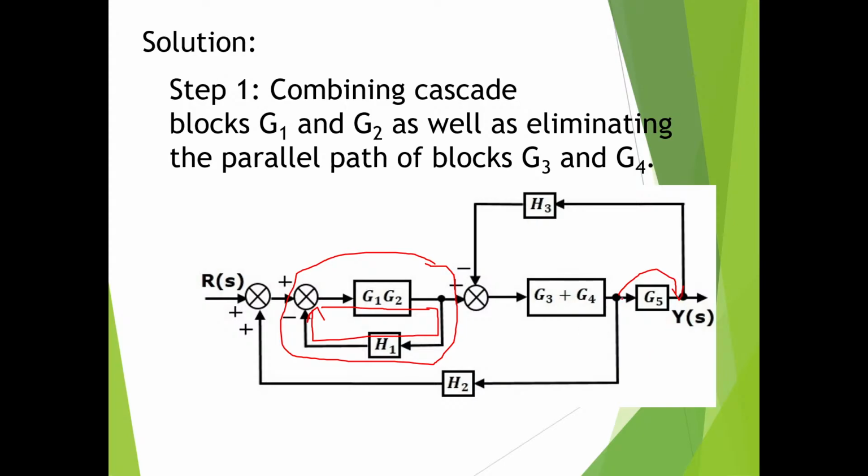If you want to move this branch point ahead of G5, what is the signal connected to this branch point? H2 is already there. When you move this branch point ahead of G5, a block will come into existence here in series with H2. It is jumping G5, moving ahead of G5, so the block value is the reciprocal of G5, that is 1 by G5.